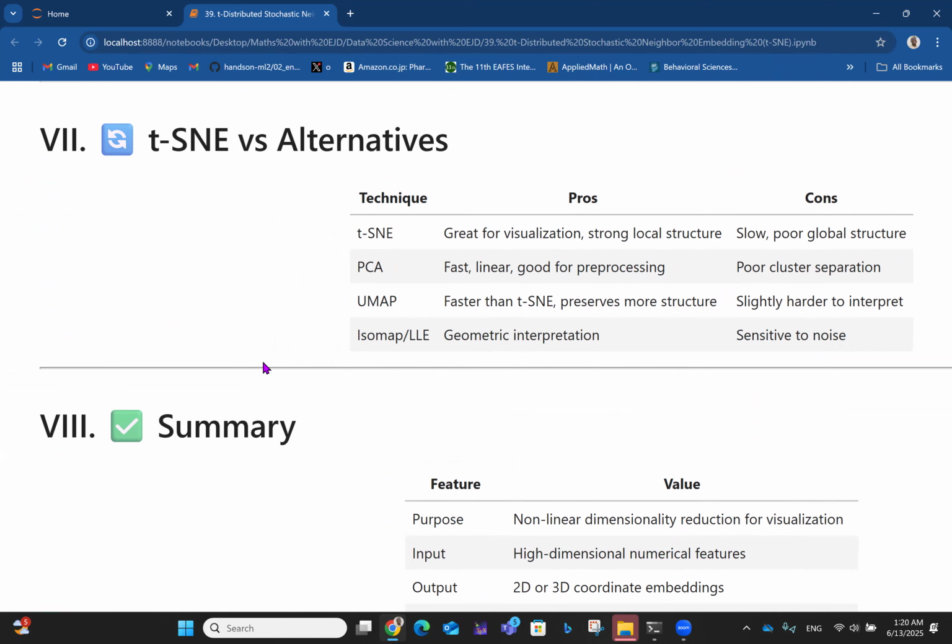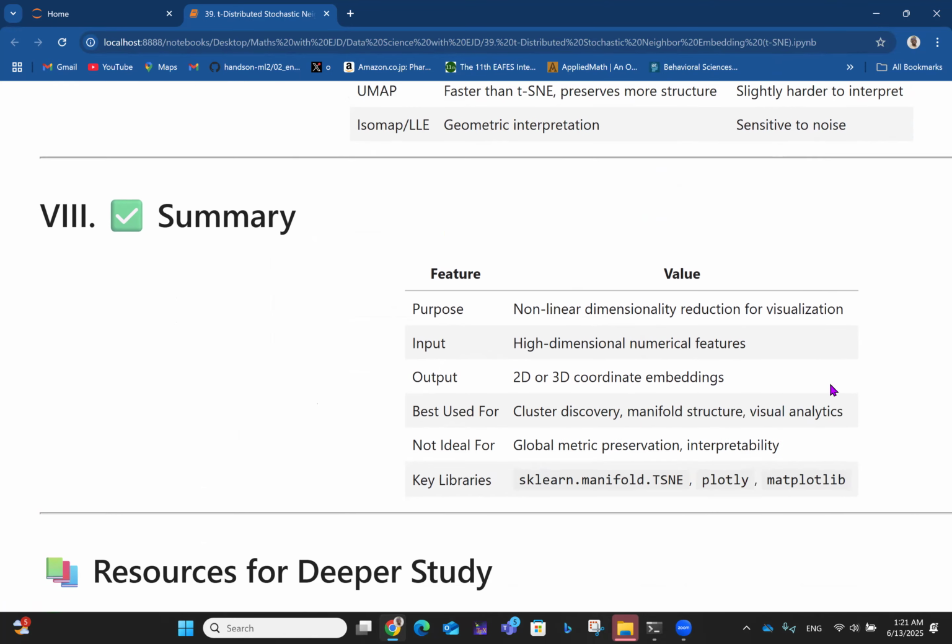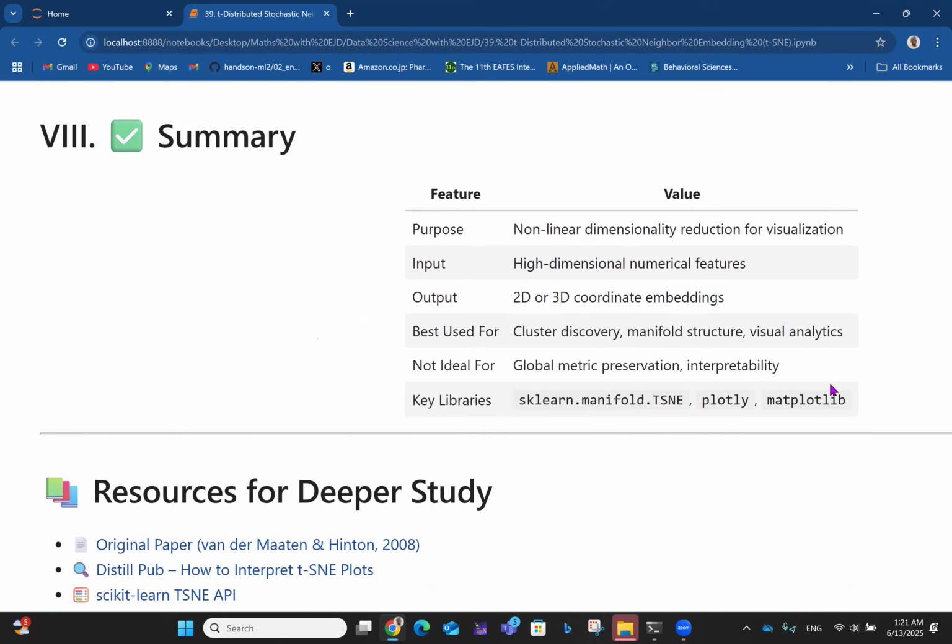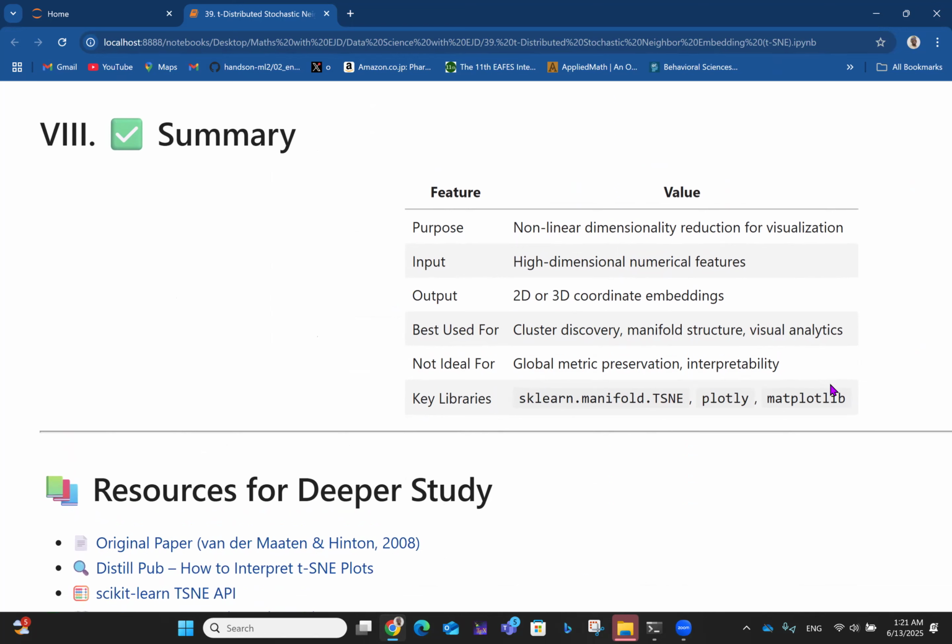Then UMAP, which we are going to do in the next 1 or 2 videos. It is faster than t-SNE and preserves more structure, but it is slightly harder to interpret. So if you need something better than t-SNE, that'll be UMAP, and I'll be talking about that later. And there's Isomap and LLE. The pro is that it's good for geometric interpretation, but the con is that it is sensitive to noise and outliers. It means the outliers can affect its results.